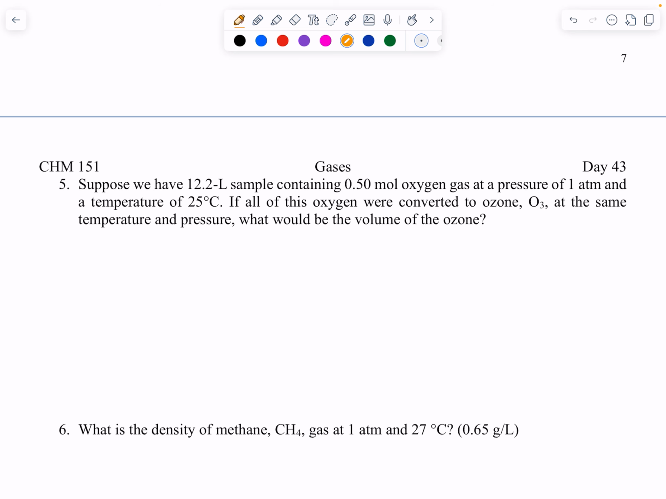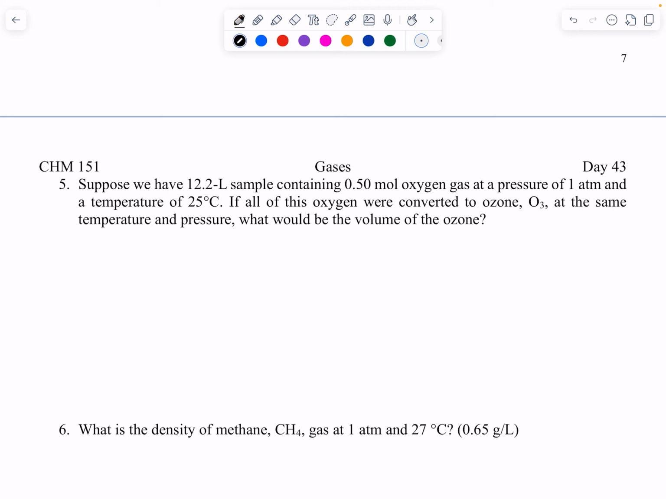Suppose we have a 12.2 liter sample of half a mole of oxygen gas, pressure 1 atmosphere, and temperature 25 degrees Celsius. All of the oxygen were converted to ozone, O3, at the same temperature and pressure. What would the volume of the ozone be? Whoa. Okay.